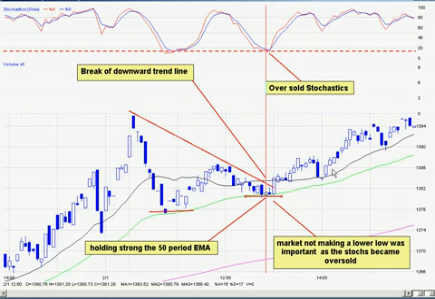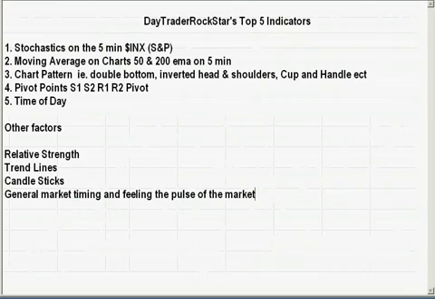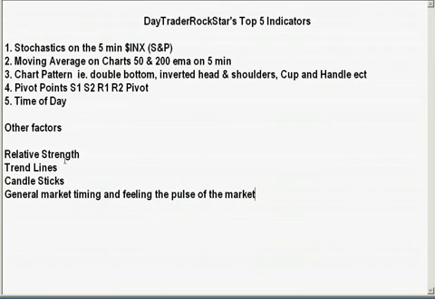You just want to consider that, because right at the end of lunch, around the 1 o'clock area, more people are going to start coming back. They're going to be seeing this level holding on, and something was possibly going to happen here. So I was saying it looks like everything else lines up. There are other factors you want to watch too: relative strength, trend lines, certain types of candlesticks, and general market timing and feeling the pulse of the market.